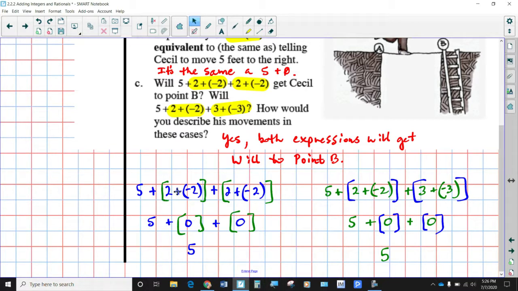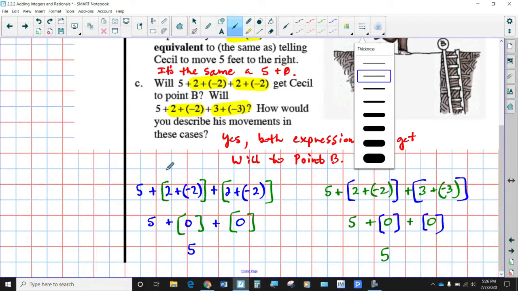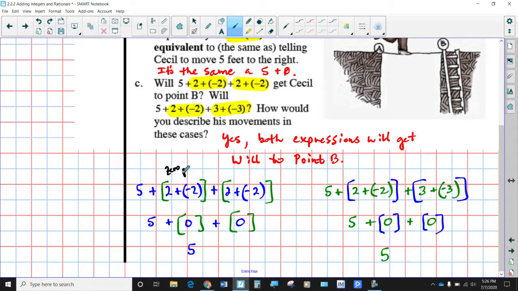Okay, so you can see that every one of these, we call this a 0 pair. And a lot of times it's helpful when you are adding different rational numbers and different integers together, look for the 0 pairs, because you can make those go away, and then it makes it a lot easier to solve these problems mentally. So here you've got a 0 pair here, 0 pair there, 0 pair there, and a 0 pair there.